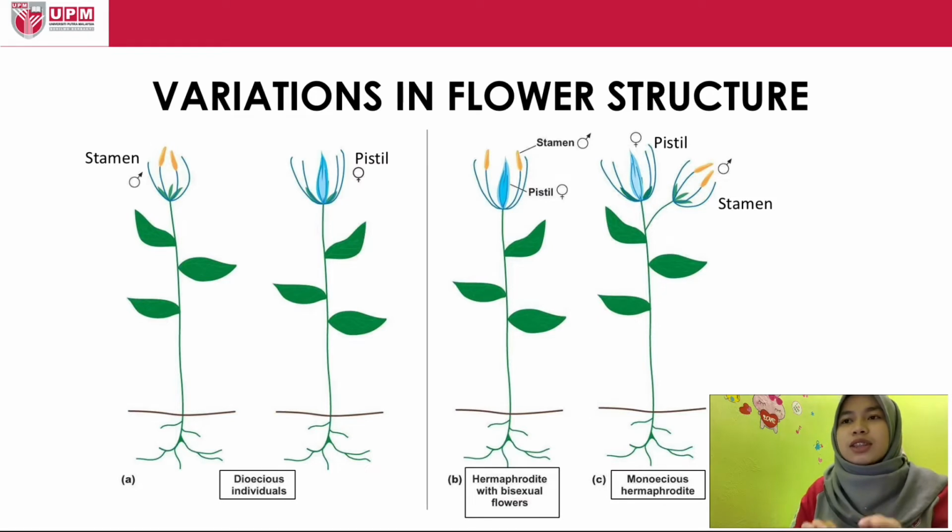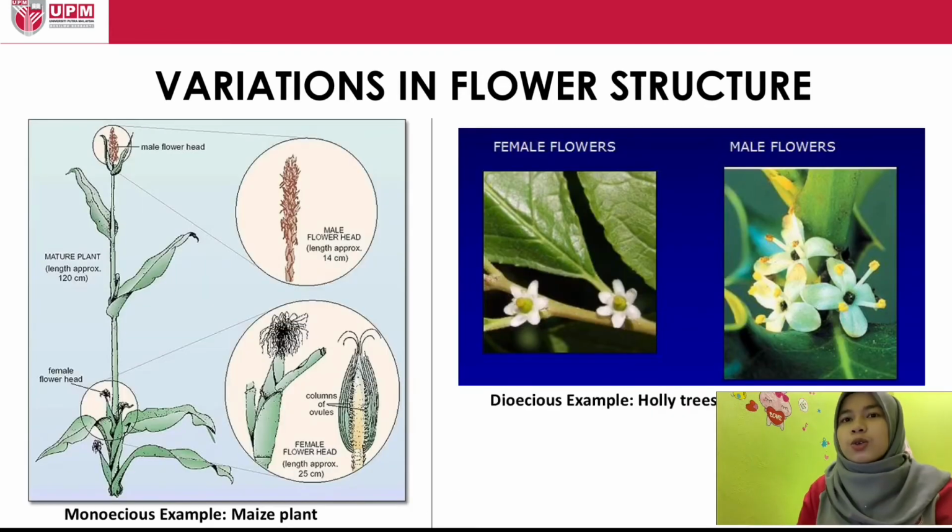Okay, so these types of variation are considered dioecious or monoecious in a plant. The clue is in a plant. If it contains both male and female portions, it is monoecious, while if it only contains one, it is dioecious. So these are examples of the variations in flower structure.